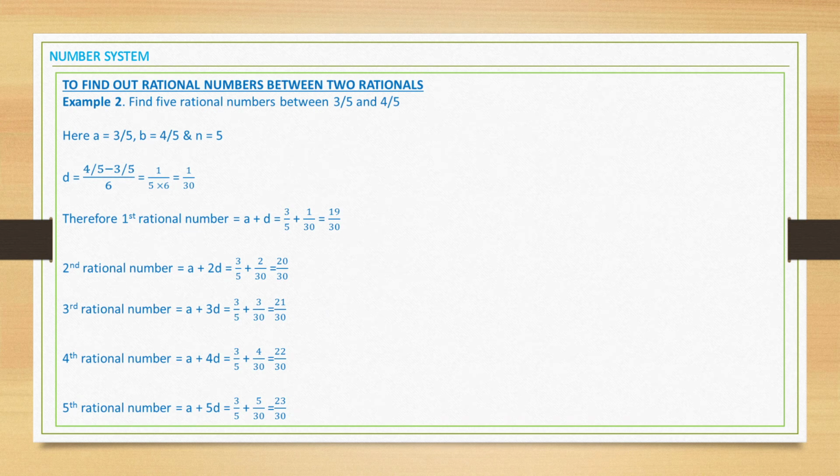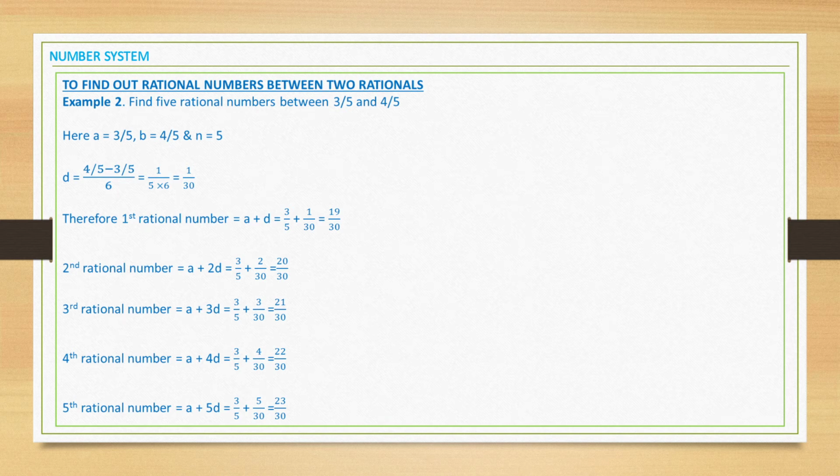Okay, and the same way another question here. A is 3 by 5 and b is 4 by 5 and n is equal to 5. The question, sorry, I will read it again: find 5 rational numbers between 3 by 5 and 4 by 5. So here a is equal to 3 by 5, b is equal to 4 by 5 and n is equal to 5.